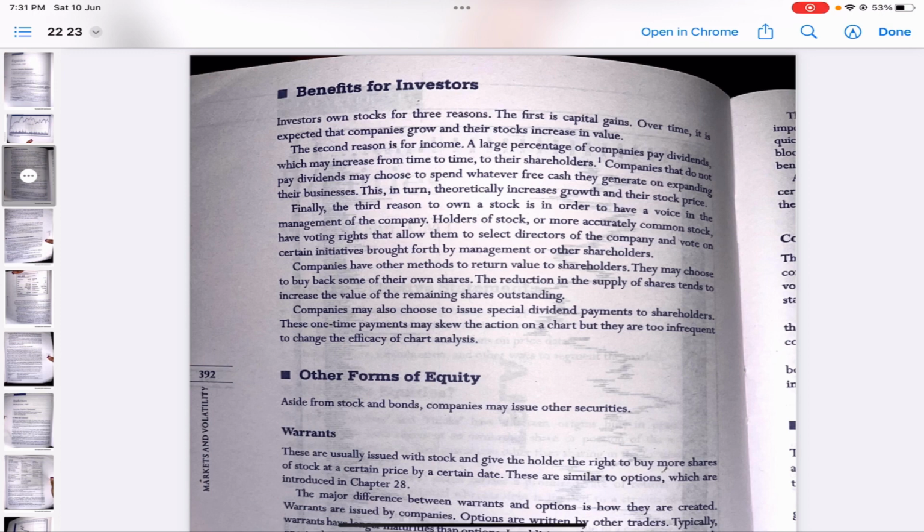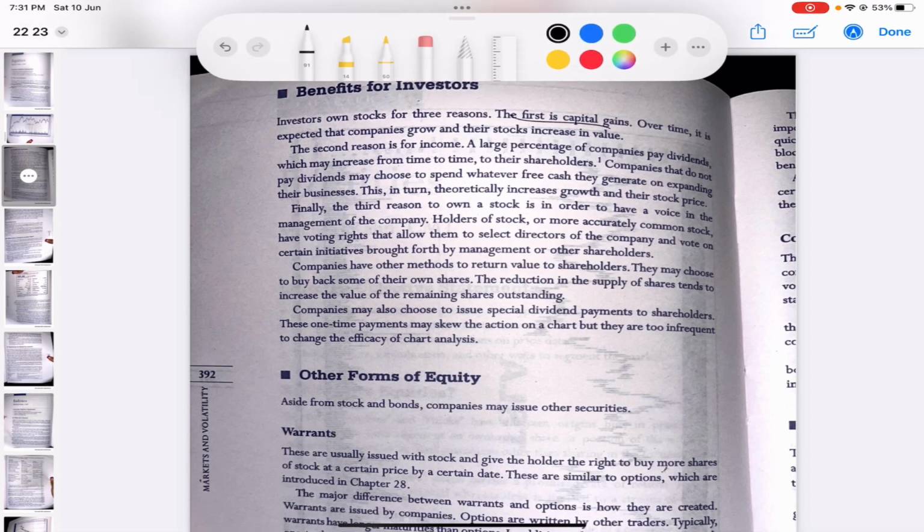Investors own stocks for three reasons. The first thing is capital gains. Obviously, the biggest reason why people trade in stocks or invest in stocks is because of the capital gains. What is capital gains? I invested 10,000. After 3 years, my money is now 20,000. Just an example. So the additional 10,000 which I've earned is my capital gains. That is the first reason why people invest. Second thing, over time it is expected that companies grow and stocks increase in value. So that is capital gains, which I have explained.